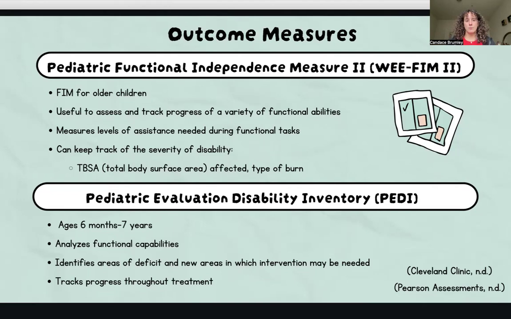And it also measures levels of assistance needed during those functional tasks. The WFM can also keep track of the severity of the disability, so this is useful to track progress over time. And then also for children that are a little bit older, the FIM is useful for them for the same reasons. And then also the Pediatric Evaluation Disability Inventory, the PEDI, is good for the same reasons. It just analyzes those functional capabilities and can help identify areas that may need new intervention.